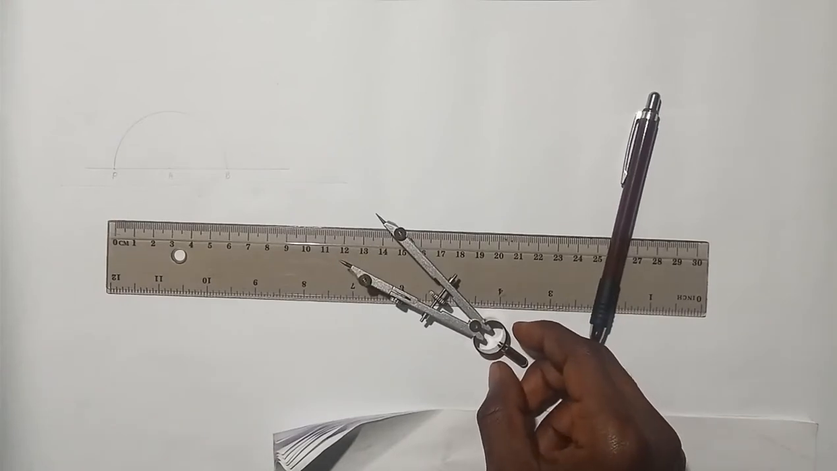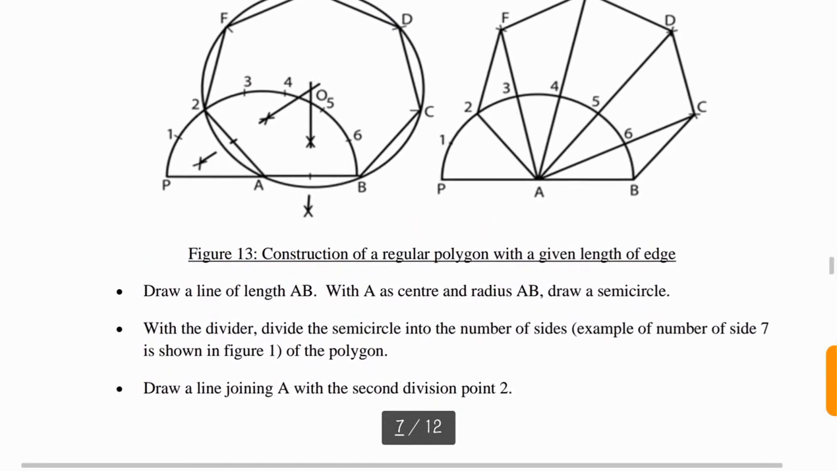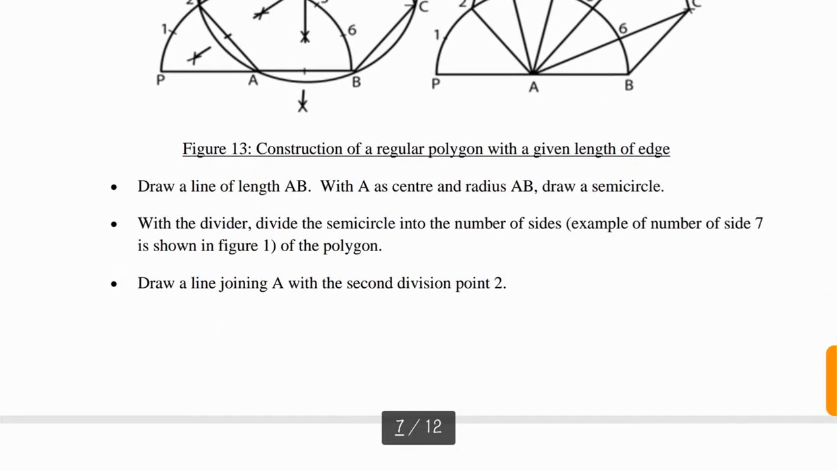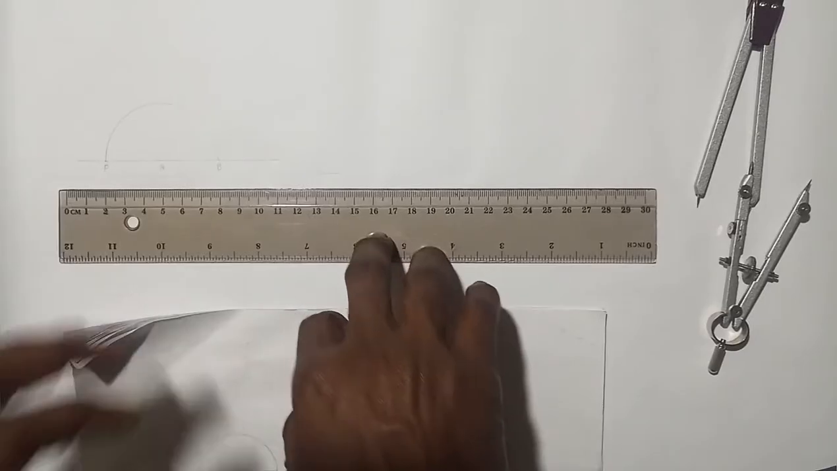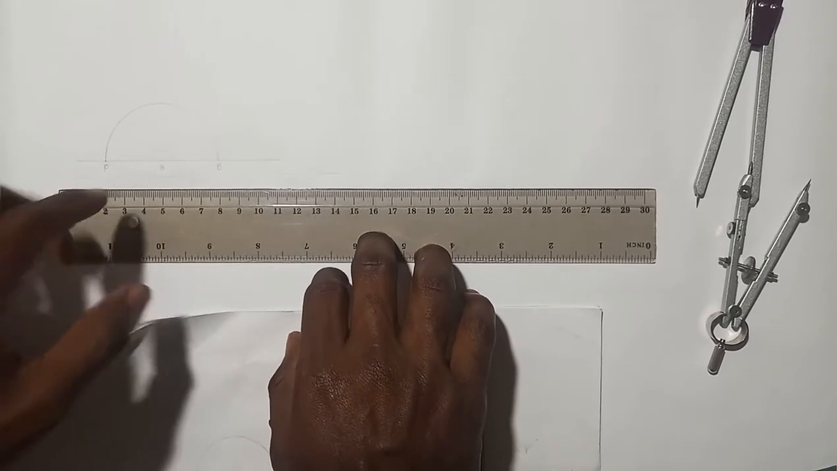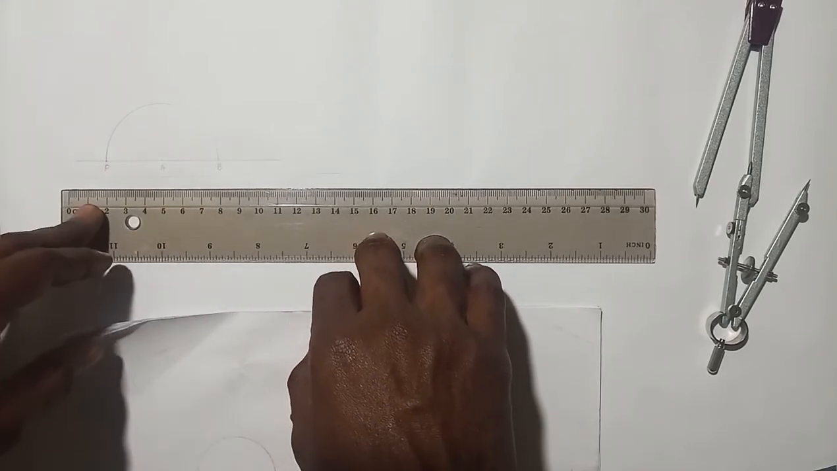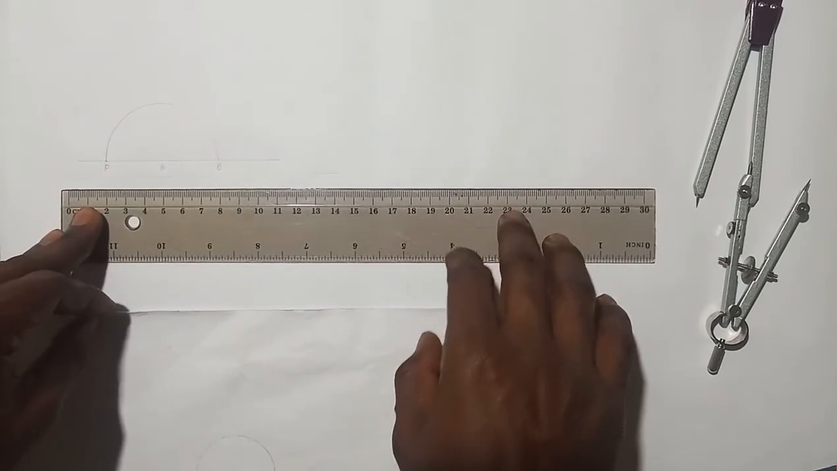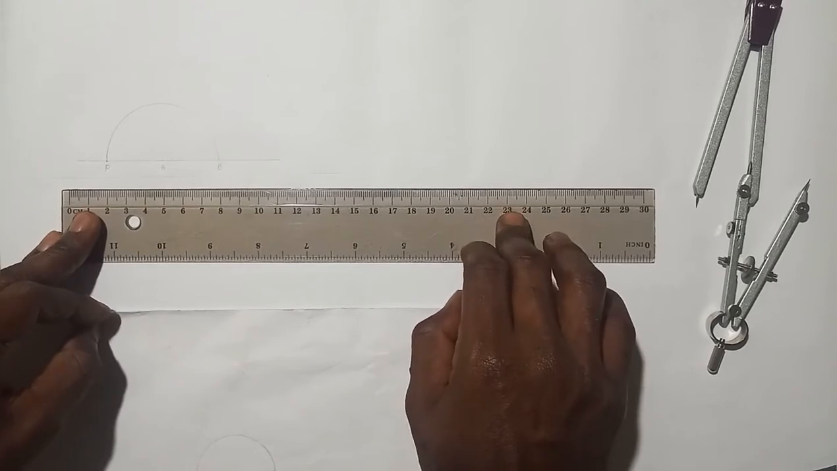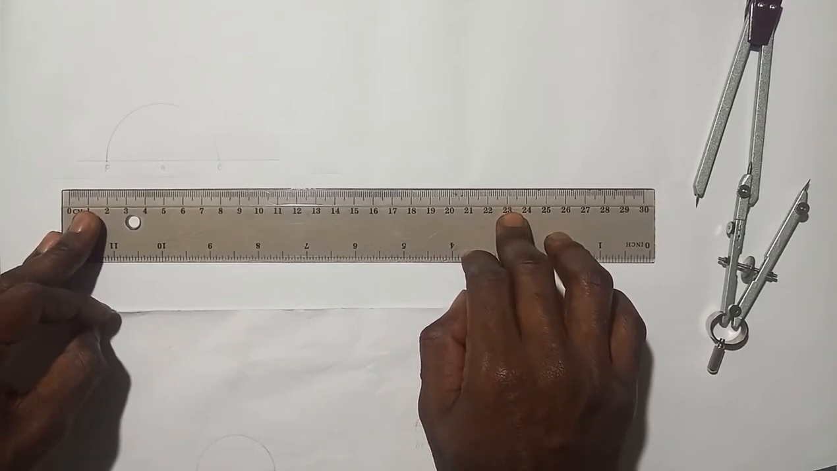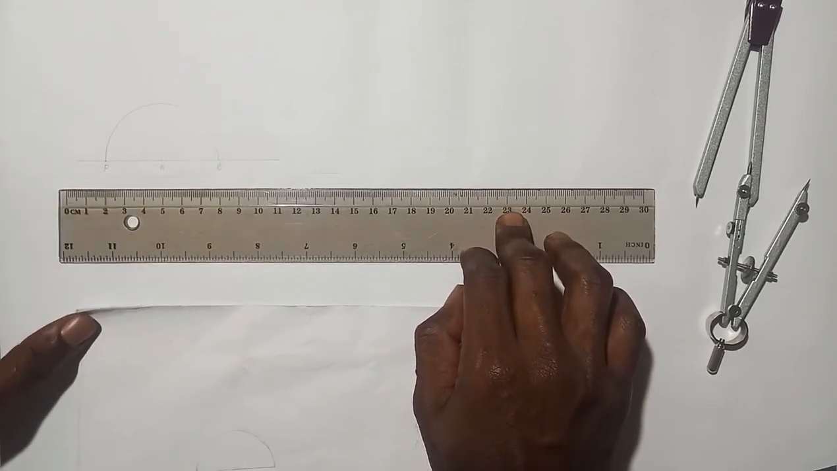Now instruction 2 says, with a divider, divide the semicircle into the number of sides. Example of number of sides, 7, is shown in figure 1. Figure 1 is on top of the polygon. Okay, to divide this semicircle into 7 equal parts, there are 2 methods to go about that. The first method is by trial and error, but I won't advise you to go to that method because it is stressful and it will take your time in case of exam situation.